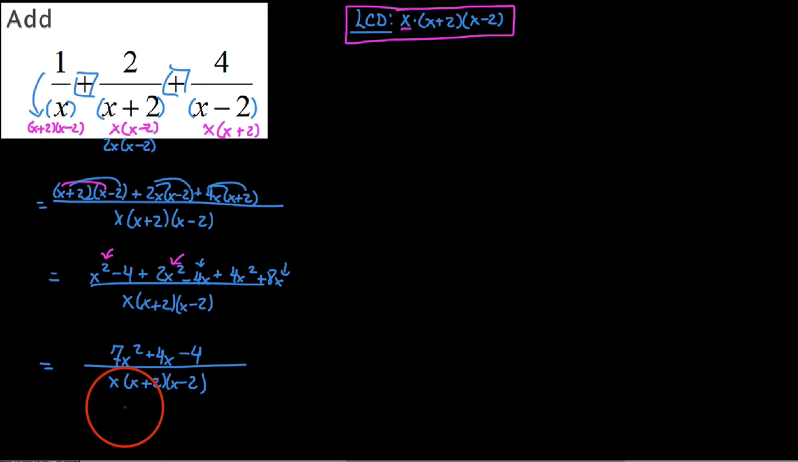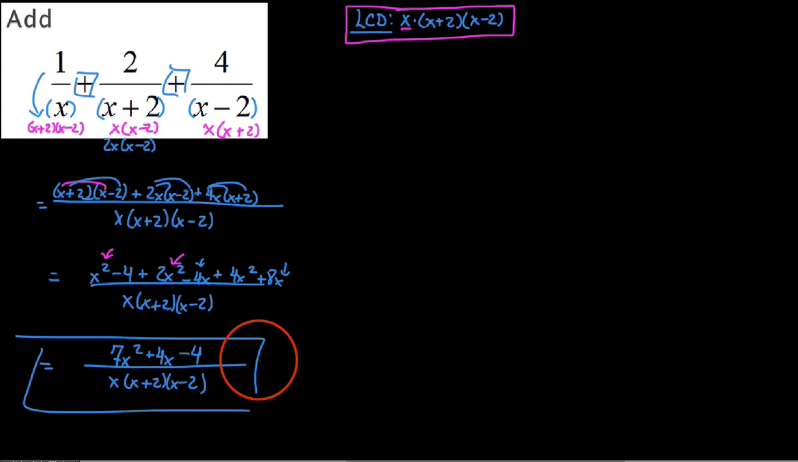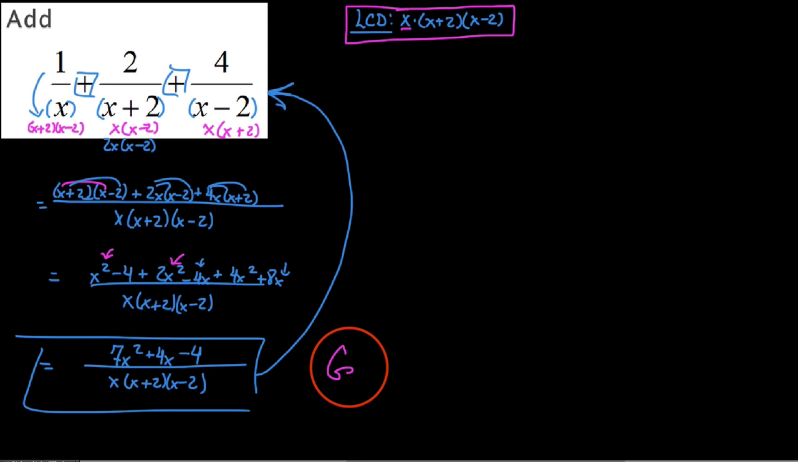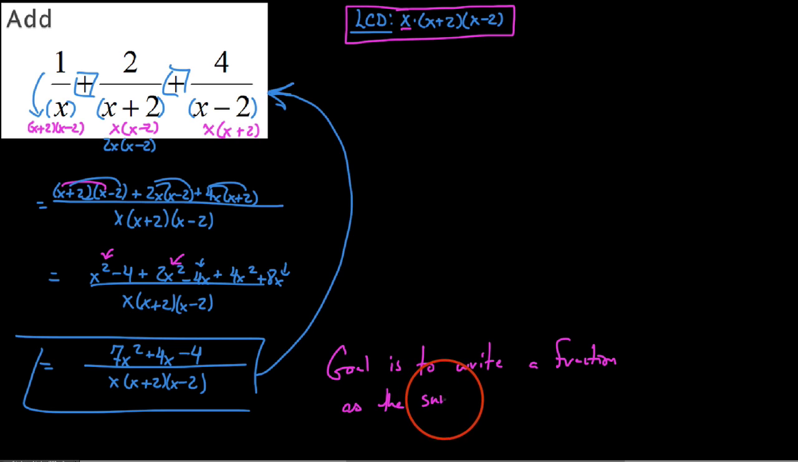So this right here, we could go ahead and FOIL out the denominator, but what I want you to see is that this expression that you see right here is equivalent to the expression that we had started with, except we wrote all of these sums of rational expressions as one giant rational expression. So when we talk about partial fraction decomposition, our goal is to write a fraction as the sum or difference of other fractions. That's our goal.